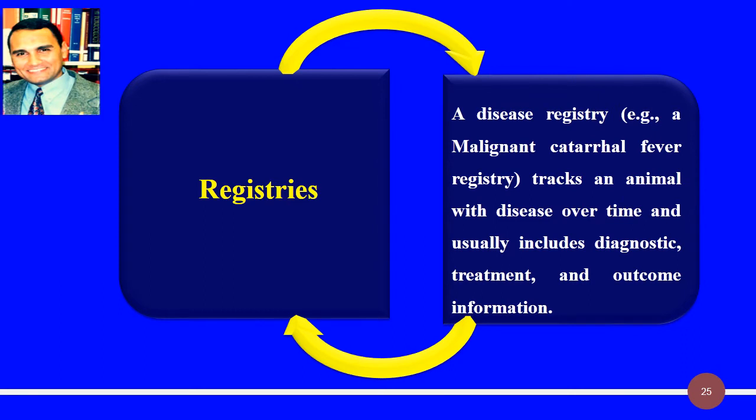A disease registry, such as for malignant catarrhal fever, tracks an animal with that disease over time and usually includes diagnostic, procedures, treatments, and outcome information about the disease in certain populations, during a certain time, in certain areas.